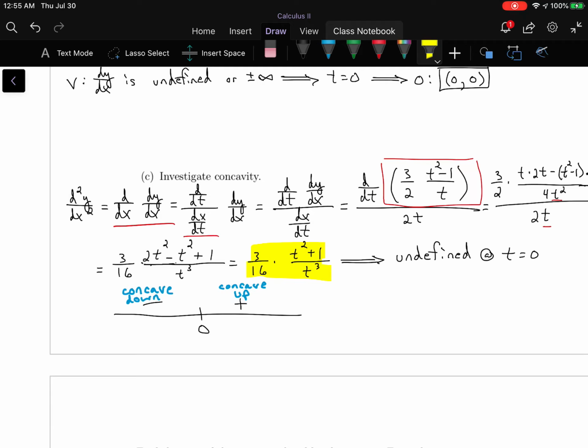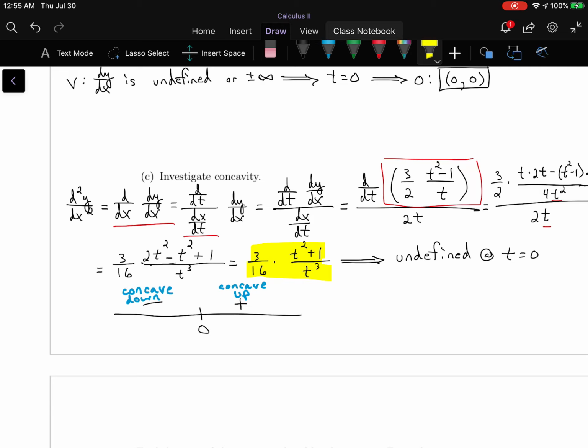So then you do the second derivative test, and I tend to do it by creating a number line. So I did a quick sketch of a number line. I put the t value of 0 on there. You need to check whether the second derivative is positive or negative to the left of 0 and to the right of 0. So you just pick any value on either side.